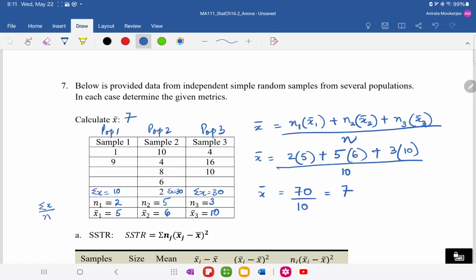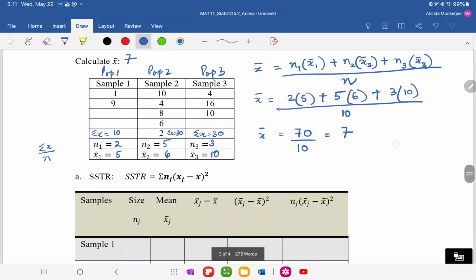So keep in mind how to do this calculation, because I can guarantee you that in one of the tests on this chapter, you will not necessarily be given the individual values. Instead, you may be given just a summarized value of the sample means and the sample sizes, and you will have to calculate your overall mean using this data instead of individual data points.